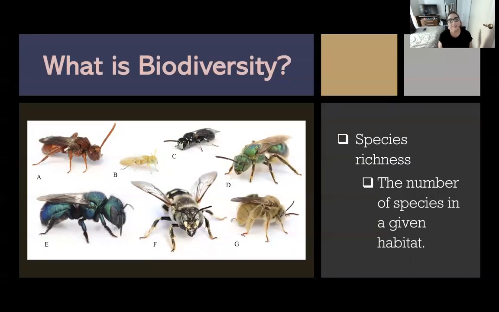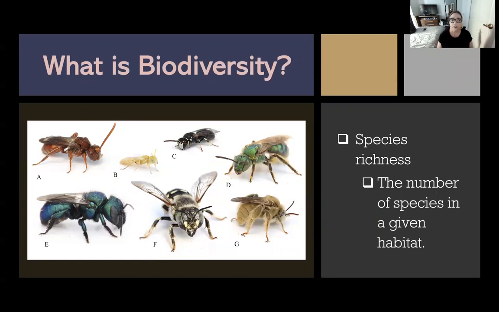So first of all, this of course is my favorite slide because it has bees on it, which are what I study as part of ecology. So let's talk about biodiversity. There are essentially 3 different definitions for biodiversity. The first one being species richness. So I put the definition under the term species richness. So that refers to the number of species in a given habitat.